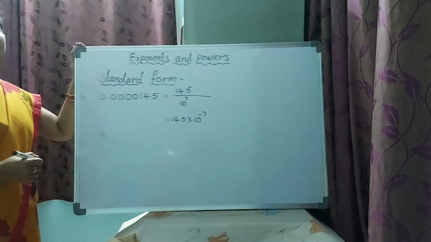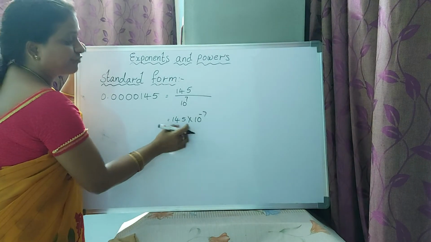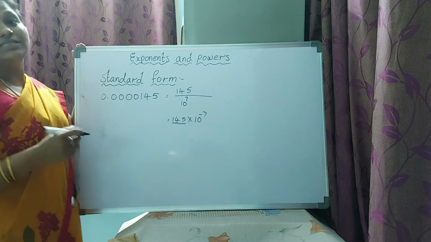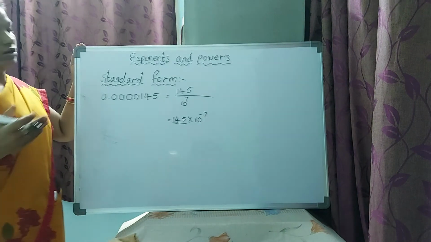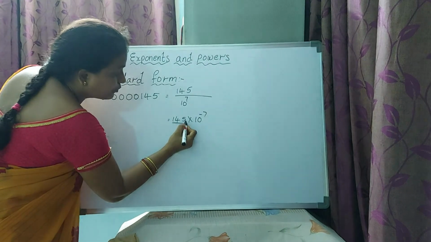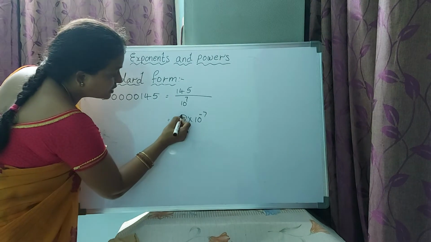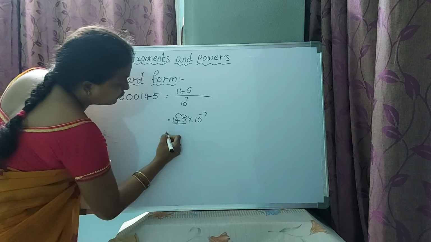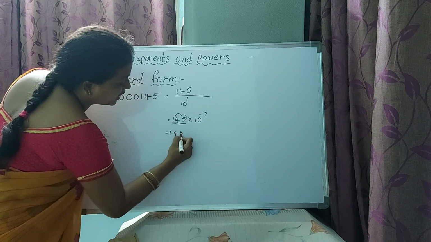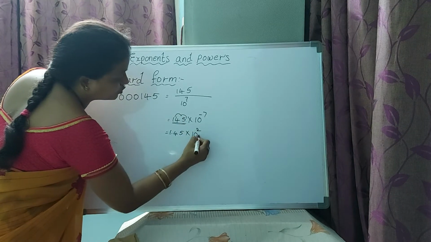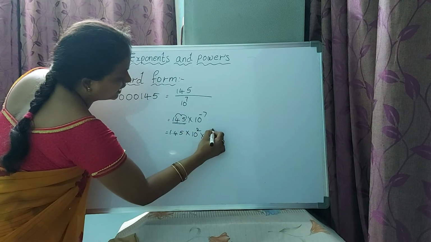Is it a standard form? No, it is not a standard form. Why? Because the number is 145. That means it is not between 1 to 10. So we have to put the point from here to here. So it is moving this side, left side. So 1.45 into how many jumps? It jumped 2 jumps. So 2 into 10 to the power of minus 7.